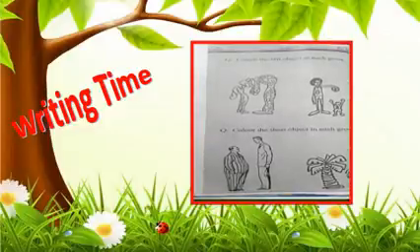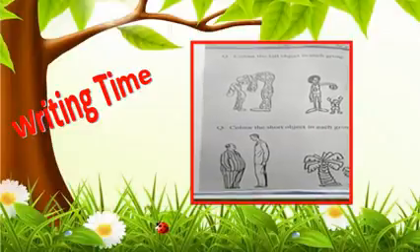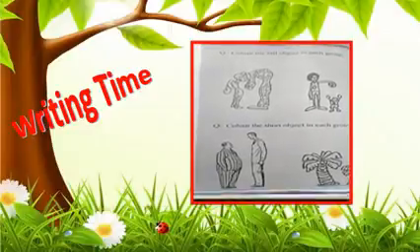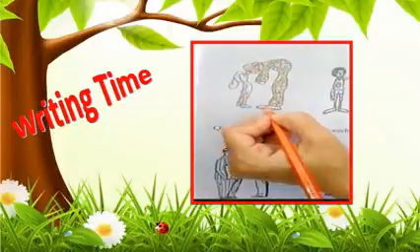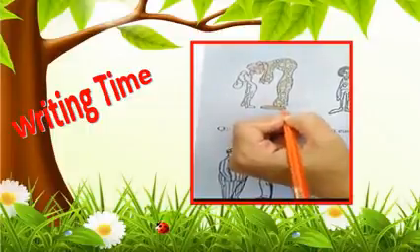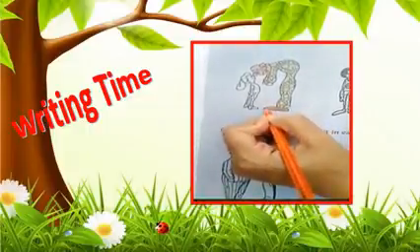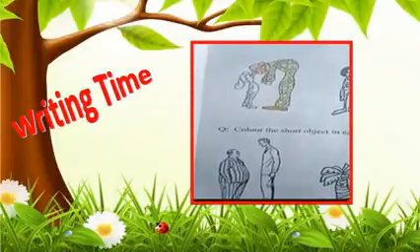And the next activity is color the tall object in each group. Har group mein jo taller one object hai, humne usko color karna hai. Let's start our coloring. Color in this way. Color in a proper and nice way.